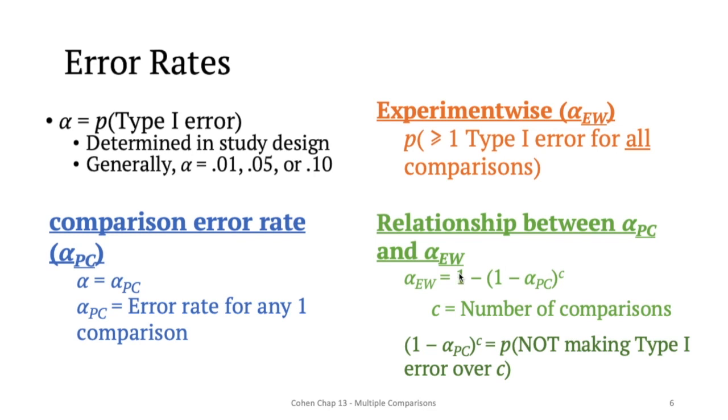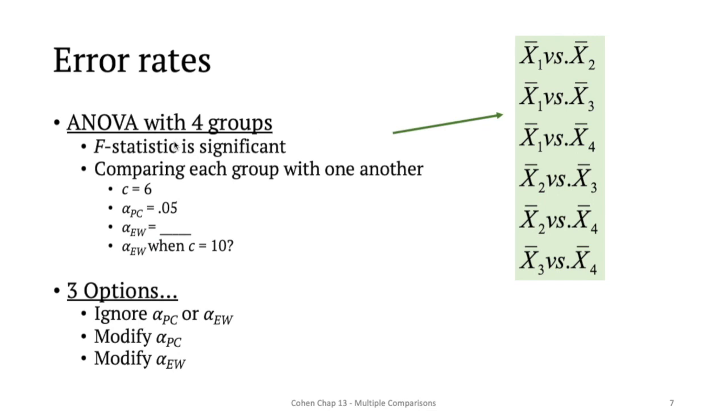So what we can do is plug in 1 minus 0.05 and then plug in a 6 here. And if you plug all those in, what you end up getting is something around 26%. So even though each comparison is about a 5% error rate, the chance that at least one of our comparisons is committing a type 1 error is about 26%. And that's just with 4 groups.